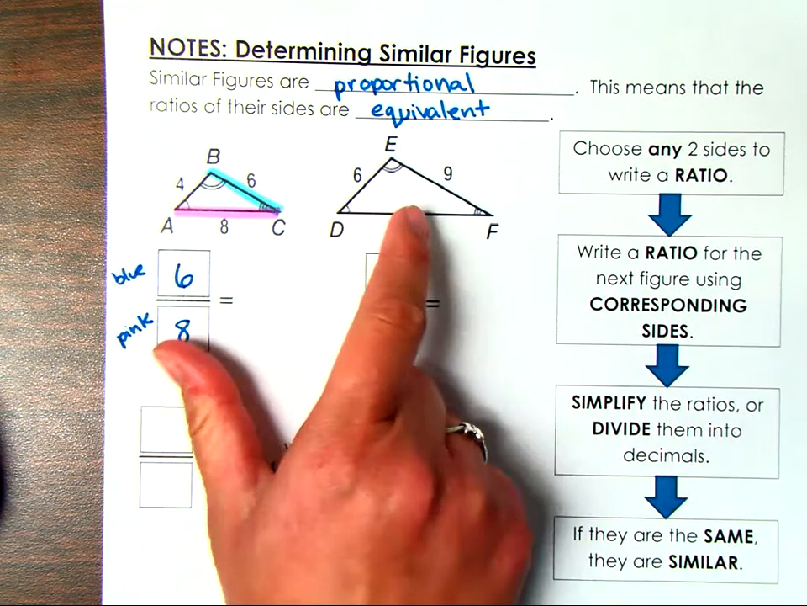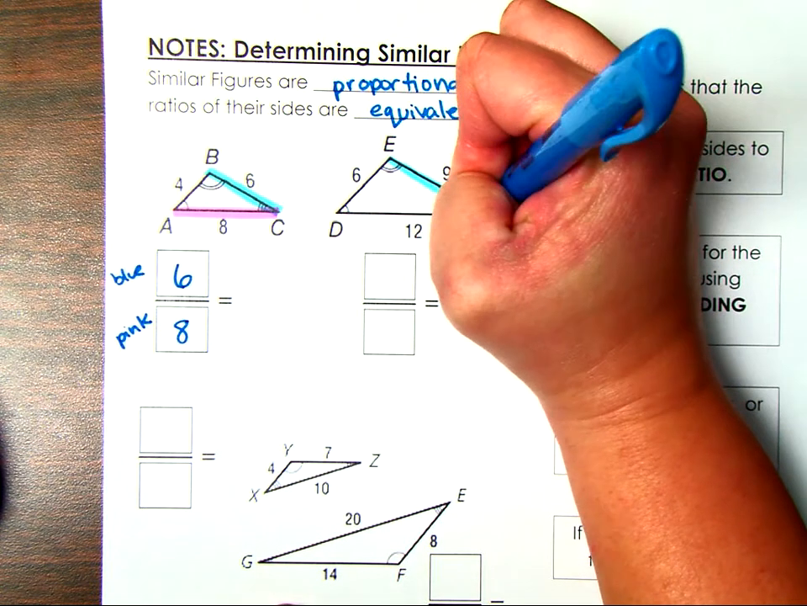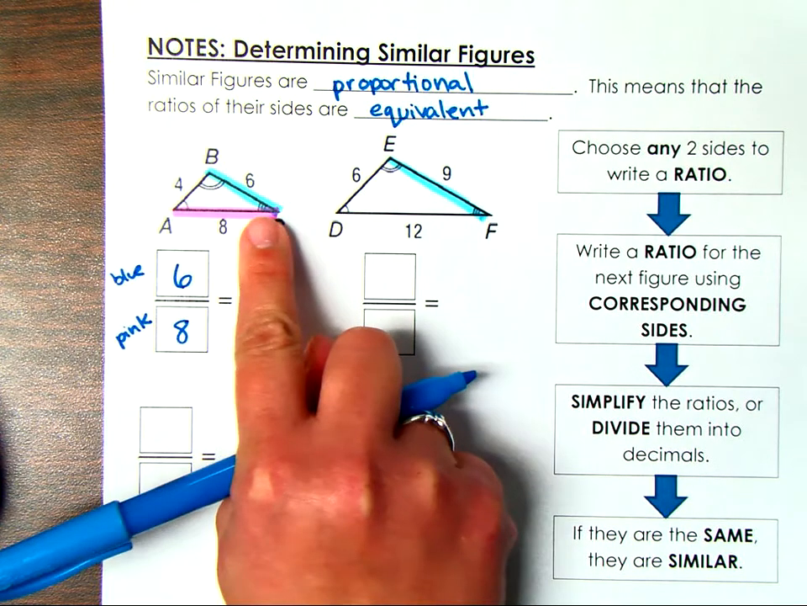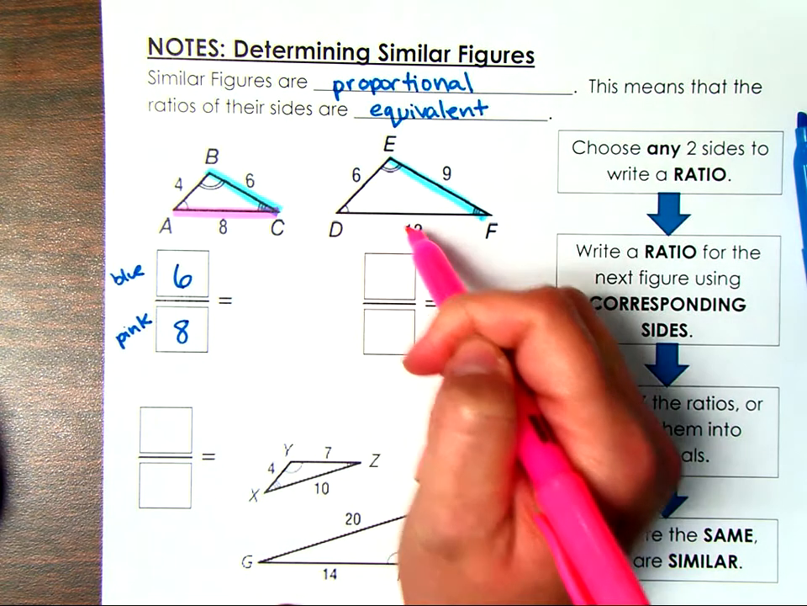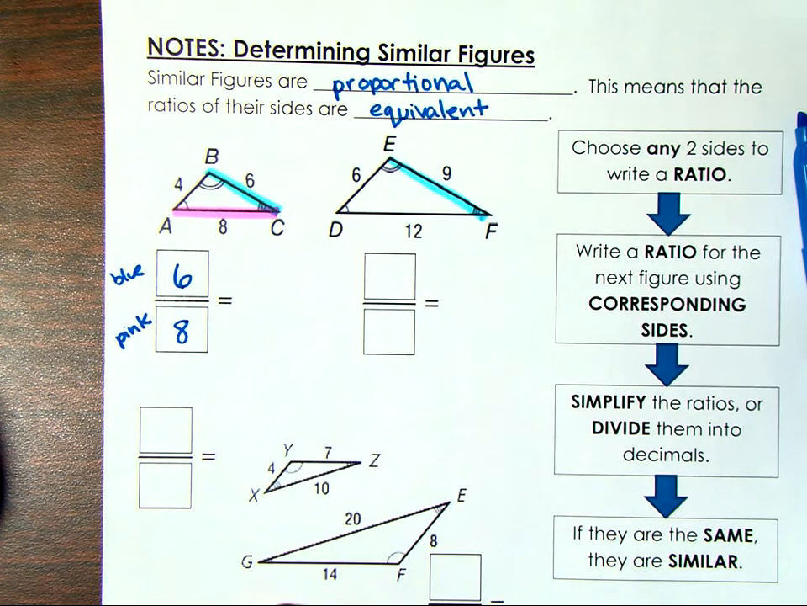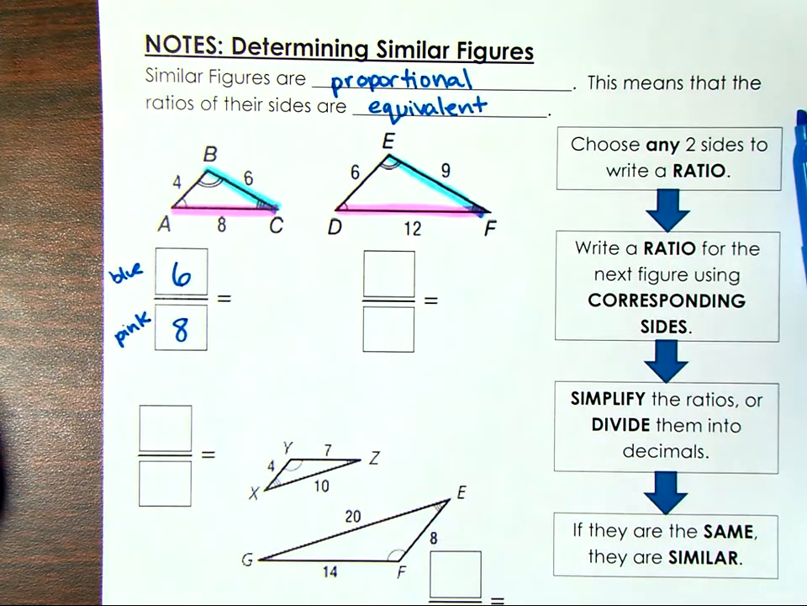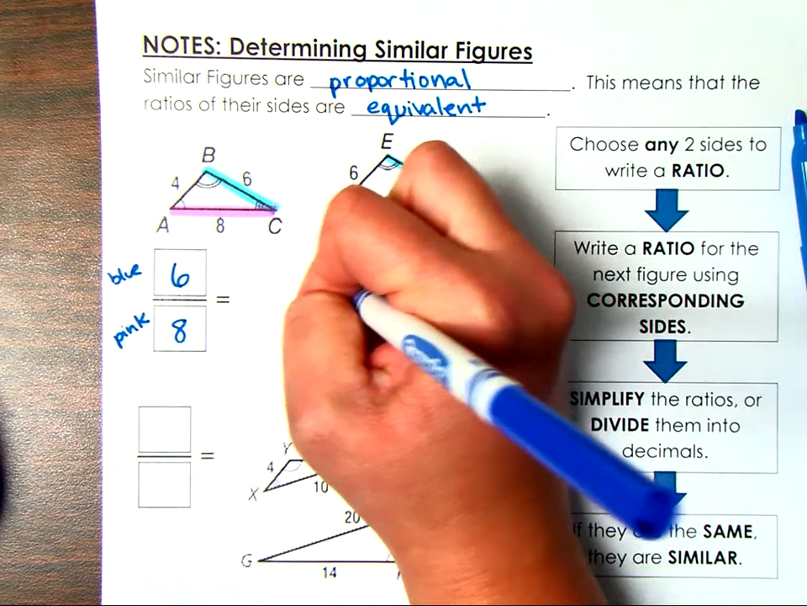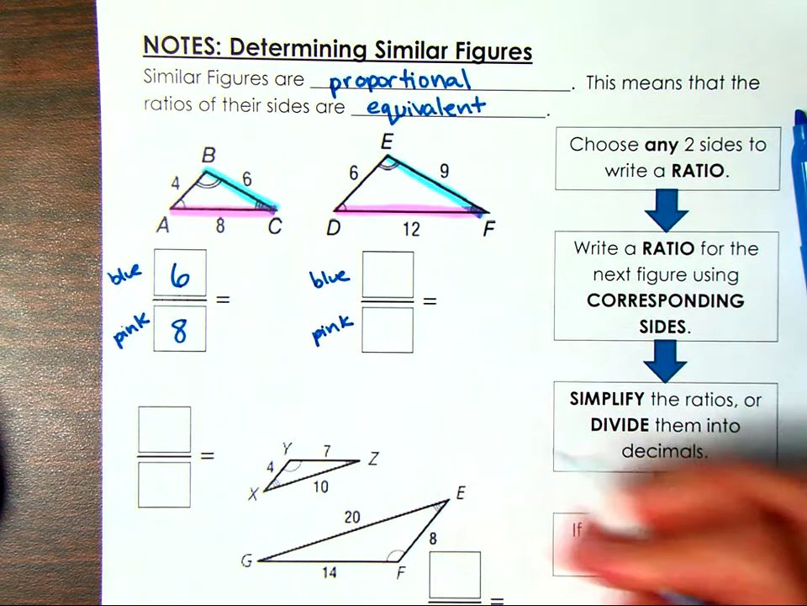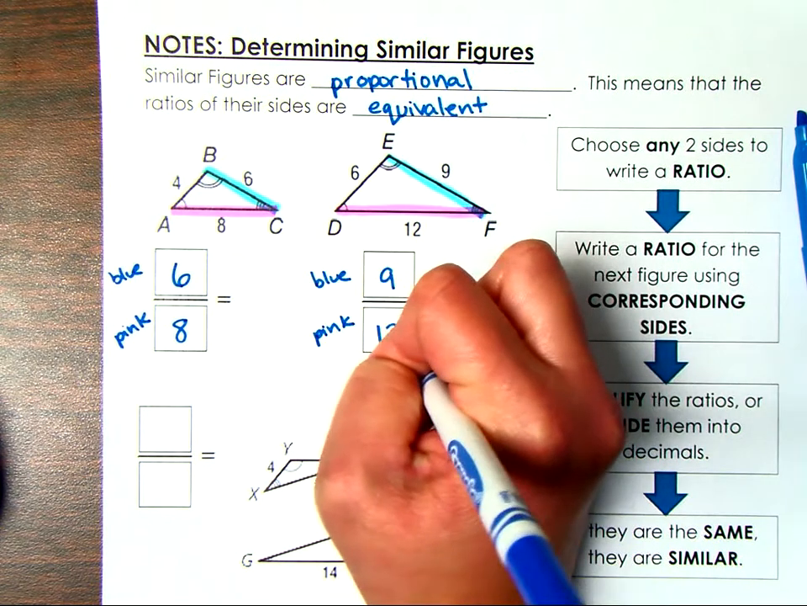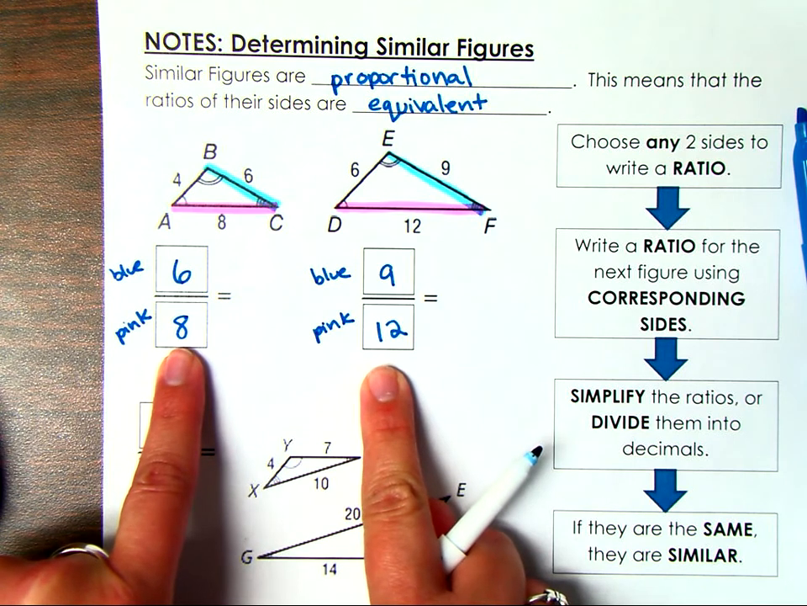Then my second step says write a ratio for the next figure, that second triangle, using the corresponding sides. Again, they are facing the same position. So this line segment right here is in the same relative position as this one. If you look, is the 6 or the 12 corresponding with that side length? Hopefully you said the 12. So if we're comparing blue to pink on the left, we're going to compare blue to pink on the right. You can label this to help you out. Okay, so we have my ratios. Right now, 6 to 8 is not the same as 9 to 12. So let's see our next step.